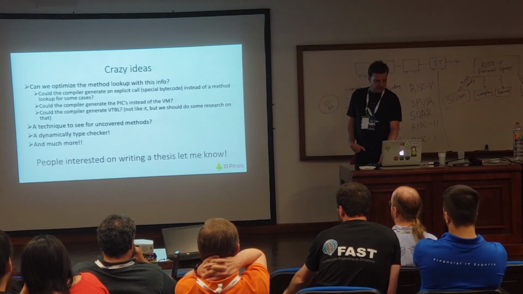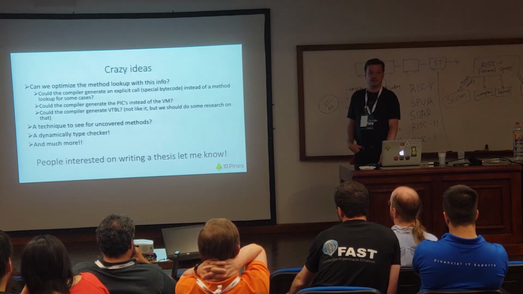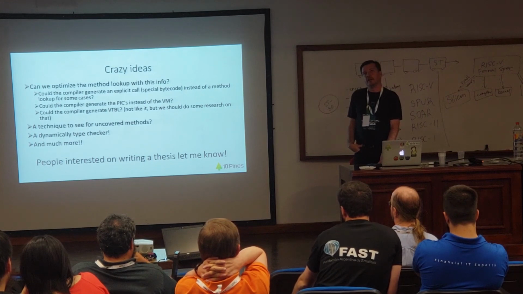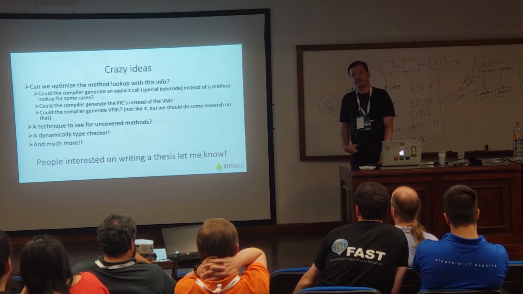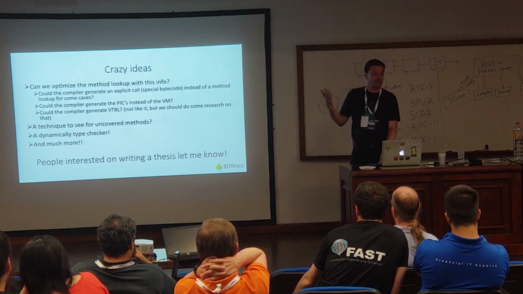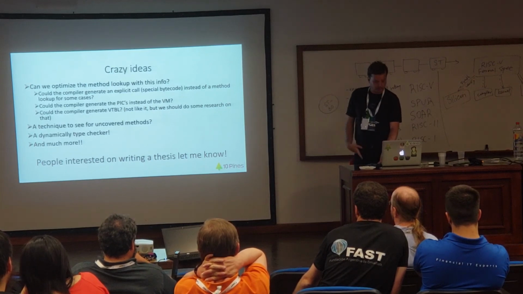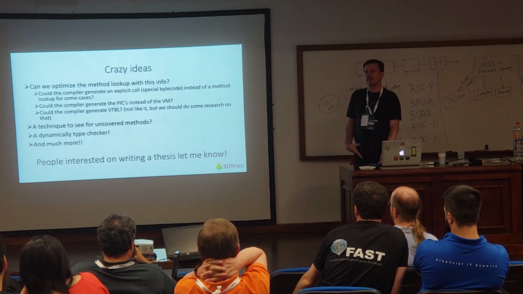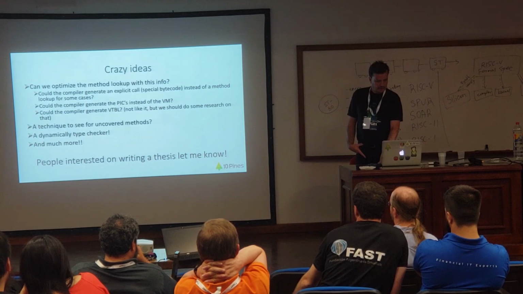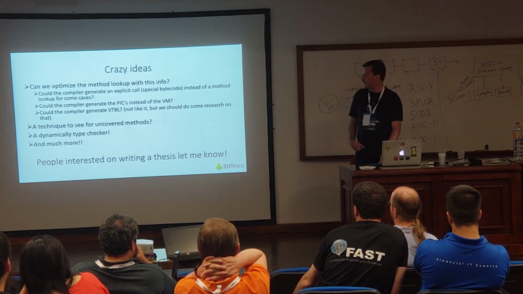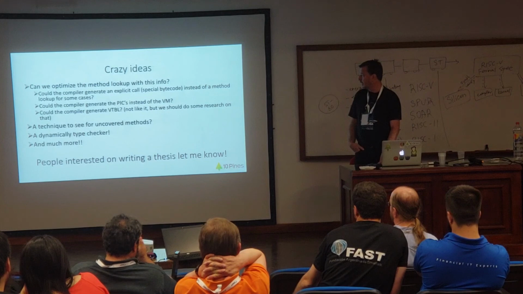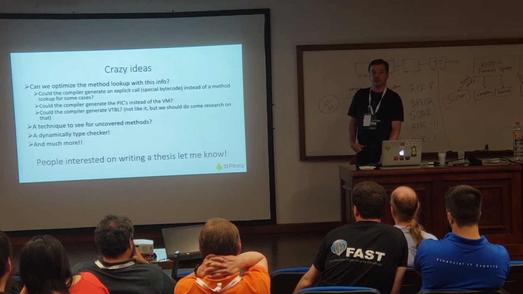And of course, a crazy idea. For example, can we optimize the method lookup with this information? I mean, why should we make the VM create the caches if we have the information for the compiler to create them? I don't know. Could we get something similar to big tables? I don't know. We could use this to uncover methods, a dynamically typed checker, whatever. A lot of things to think about, and if you want to write a thesis, let me know. I have a lot of work to do.